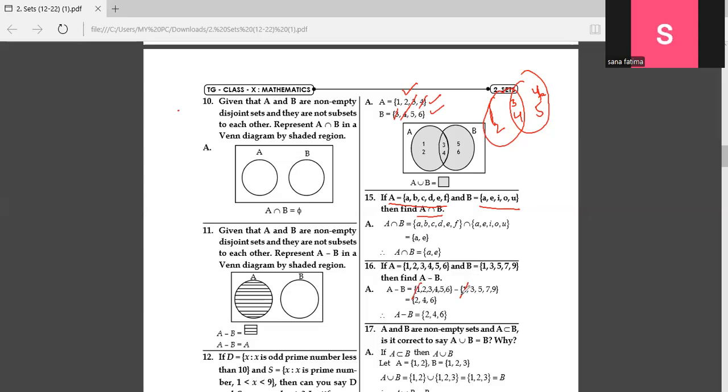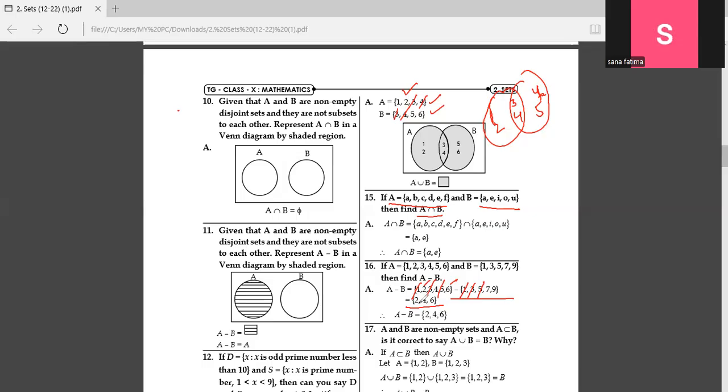So 1 and 1 get cancelled. 3 and 3 get cancelled. 5 and 5 get cancelled. This is set B, which should be completely ignored. What is left? Only 2, 4 and 6. You have to write down A minus B is 2, 4, 6.